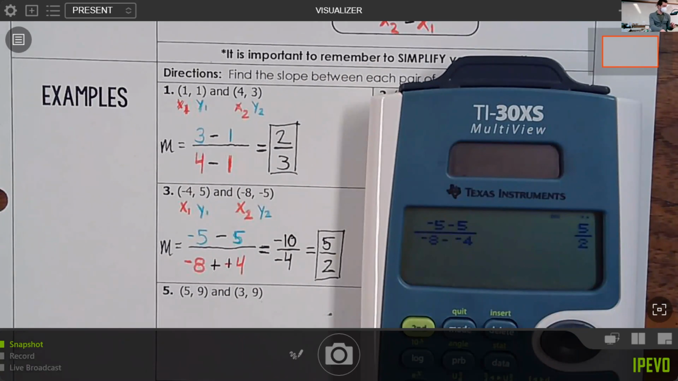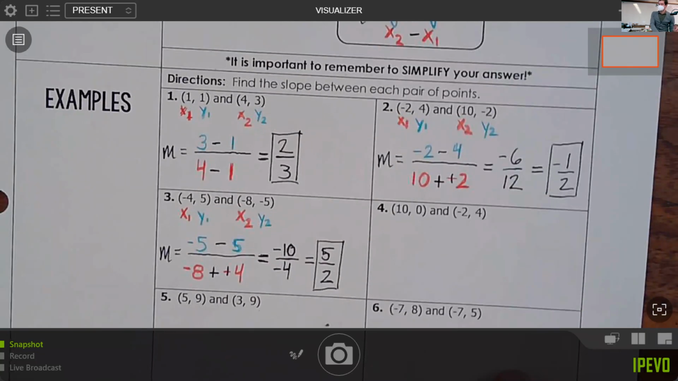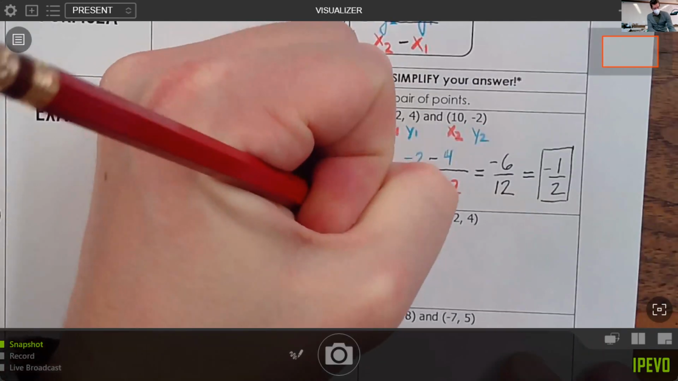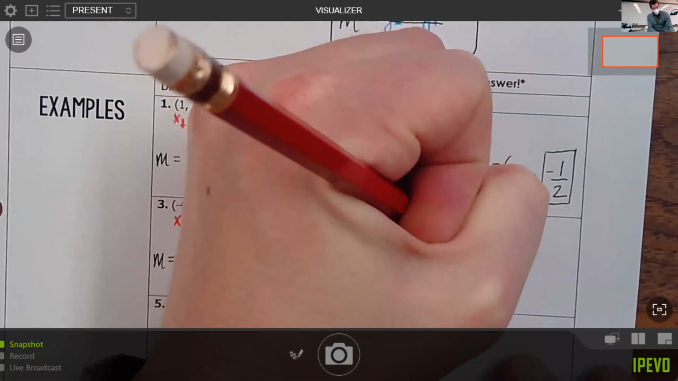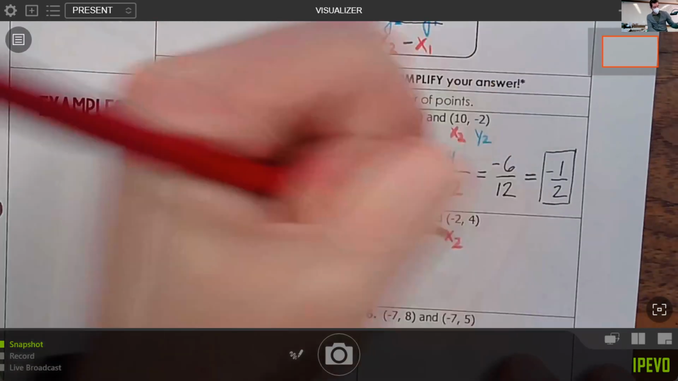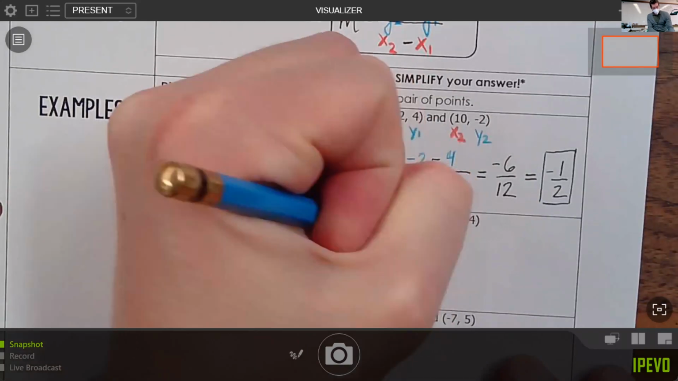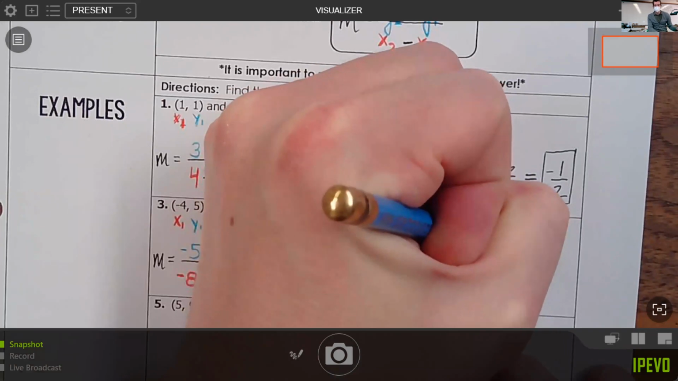All right, let's do a couple more here. Number 4. Let's label x1, x2, y1, and y2. So here's x1 is 10, x2 is -2. And we've got y1, which is 0. And y2 over here, which is 4.